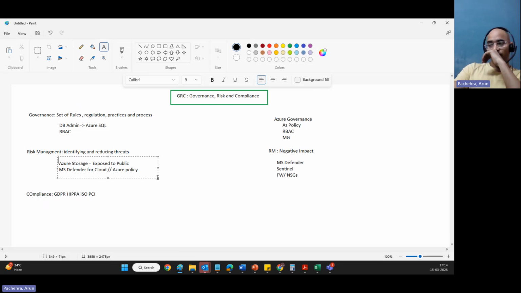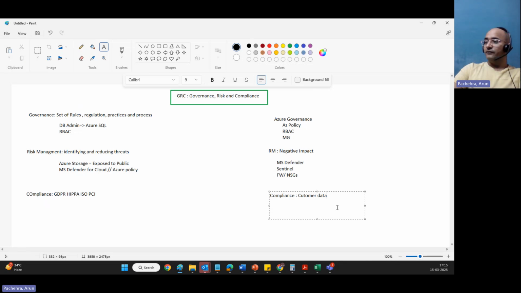Regarding compliance, compliance refers to laws and regulations or industry standards that an organization must follow to protect customer data, which is very important. Customer data and ensure security. Right. So those are the compliance. These are legal things and you must follow them. Like we gave the example right here.